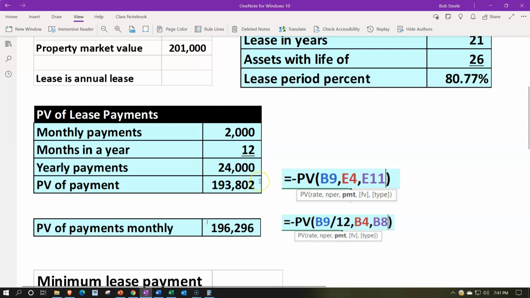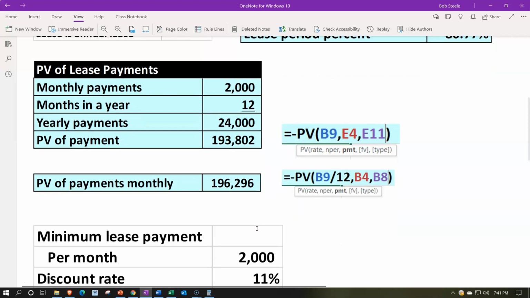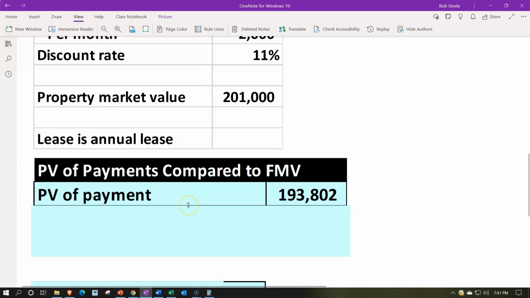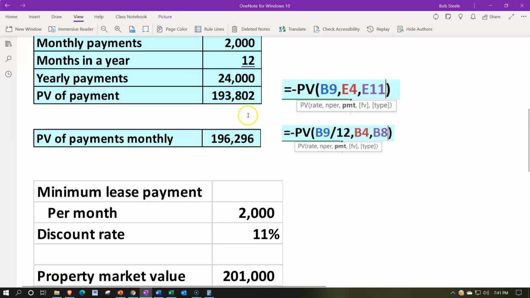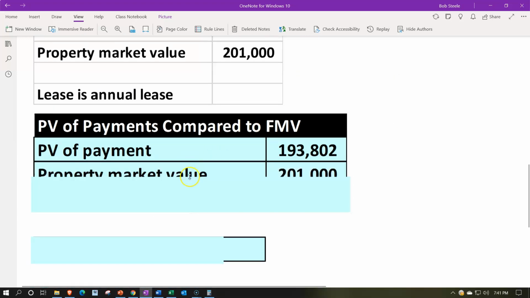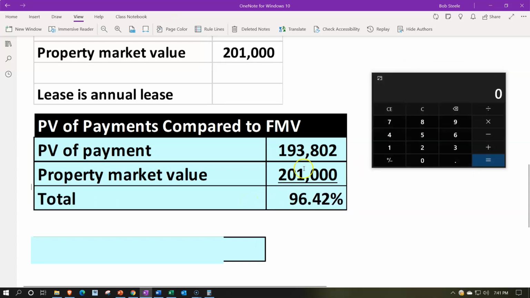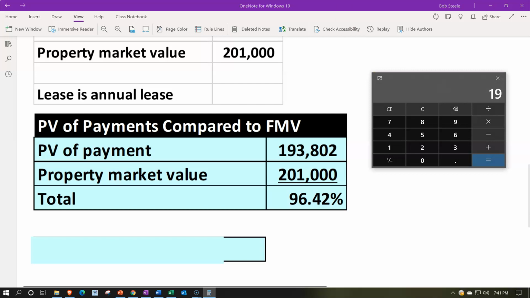And when we did this present value, it present valued them all at the end of the period, in this case, the end of the year. This would present value at the end of the period, which would be the end of each month. So in any case, we could do the calculation. If we take that present value of the payments, I took the yearly one here, and then compared that to the current price, the 201,000. So now we're comparing the same thing to the same thing, apples to apples, as they say, in current dollars. And we could say then we have the 193,802 divided by the 201,000.